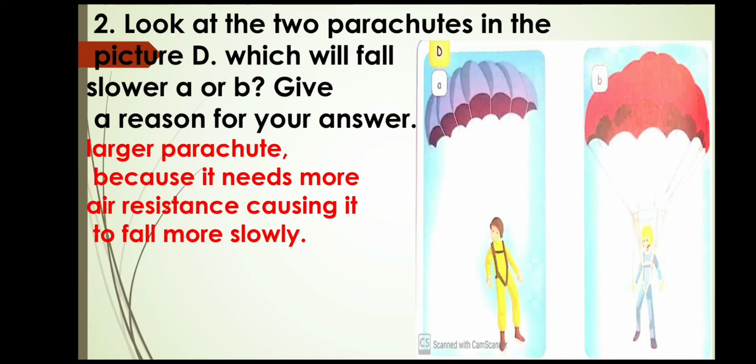The parachute which falls slower is the larger parachute. Why? Because it needs more air resistance, causing it to fall more slowly.